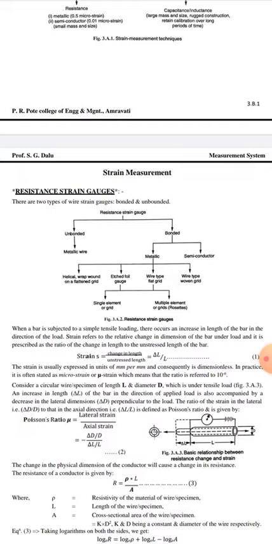At the same time the diameter of the cylindrical rod will decrease. So the increase in length will be represented in the decrease in the diameter of the cylindrical rod. What is mentioned here: an increase in the length of the bar in the direction of applied load is also accompanied by a decrease in the length of lateral dimension.